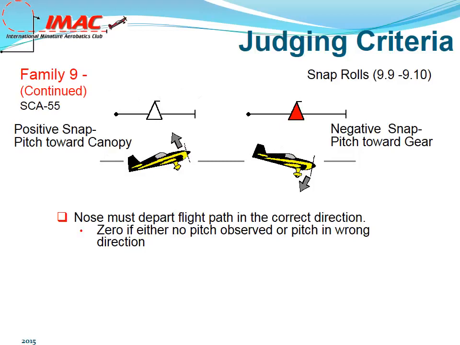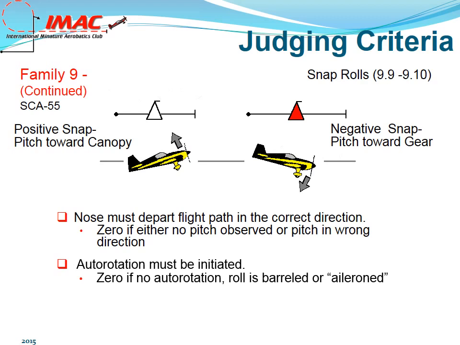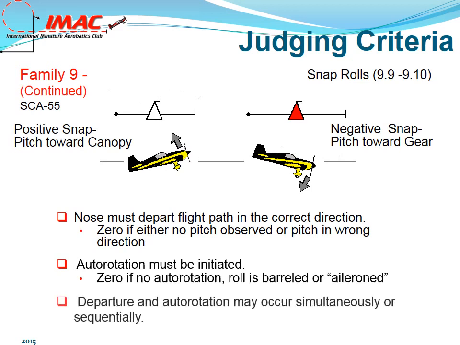Snap rolls. The nose must depart the flight path in the correct direction, 0 if either no pitch is observed or pitching in the wrong direction. A positive snap will pitch towards the canopy. A negative snap will pitch toward the gear. Autorotation must be initiated, 0 if no autorotation. Roll is barreled or aileroned. Departure and autorotation may occur simultaneously or sequentially.